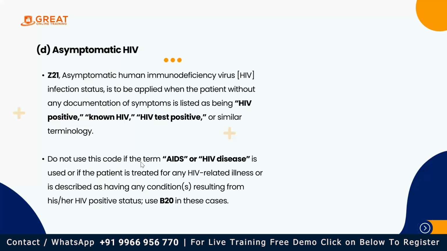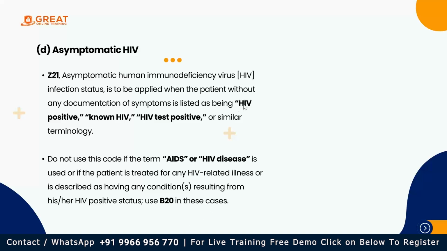Do not use this code if the term AIDS or HIV disease is used, or if the patient is treated for any HIV related illness or is described as having any condition resulting from his or her HIV positive status. Use B20 in these cases. That is given in this paragraph: if AIDS or HIV disease is mentioned, or the patient is treated for an HIV related illness or any condition resulting from HIV positive status, in that case we have to use B20.